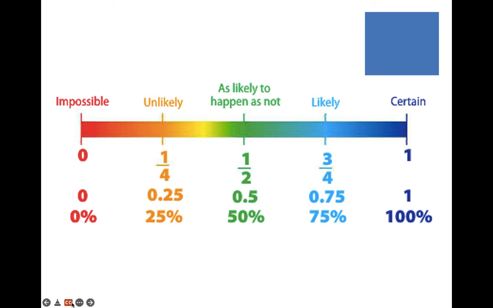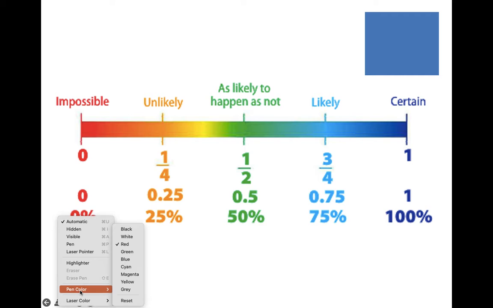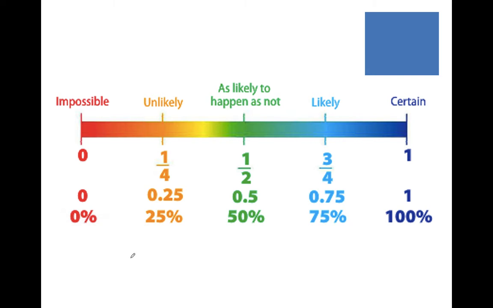Anything that is 0% likely to happen is impossible. It will not happen. Anything that is 100% likely to happen is certain. It will definitely happen. Anything less than 50% likelihood is considered unlikely.